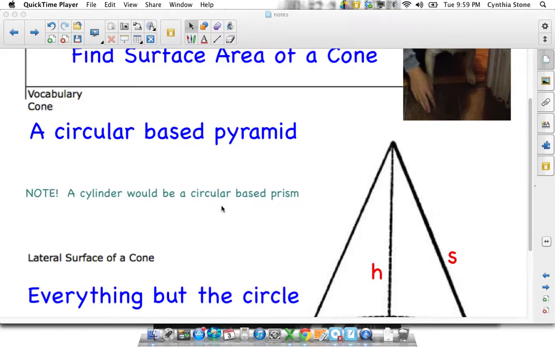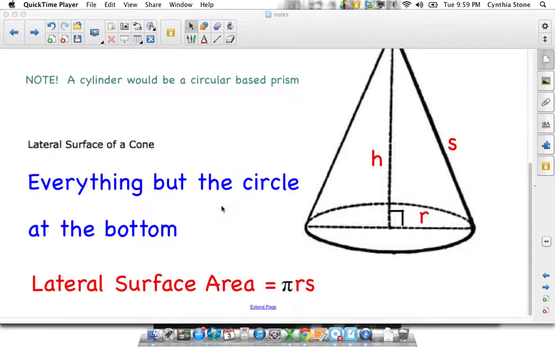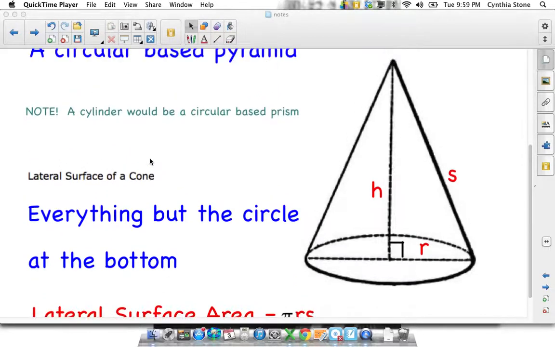Okay? Now another piece of language that you need to know is the term lateral surface. That means if you took the shape, just the surface, it would be everything but the bottom part. So it would be the whole top part here. And when we talk about lateral surface area, imagine if you could take an ice cream cone and unpeel it. What would that look like, right?